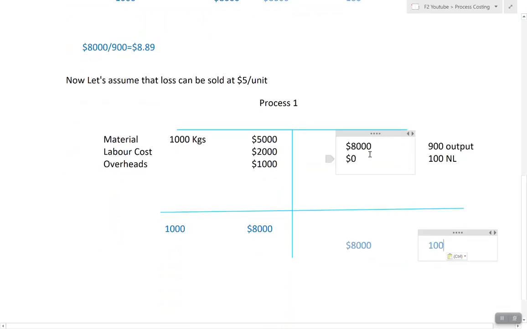So in this case now, let's say the normal loss can be sold at $5, then 100 units multiplied by 5 will become 500. So the cost of normal loss will become 500. I will write normal loss at the top. So now 500 cost goes to normal loss, and our output is valued at 7,500. So again, balancing both sides.